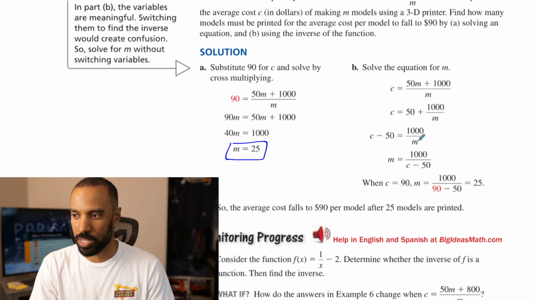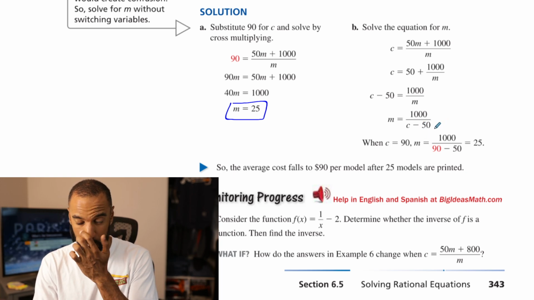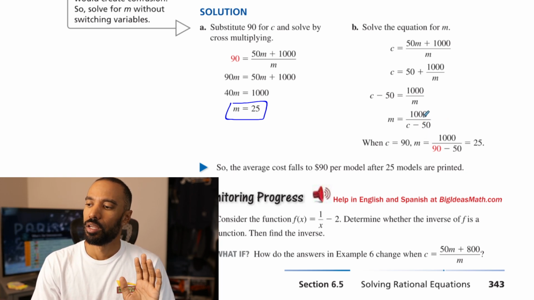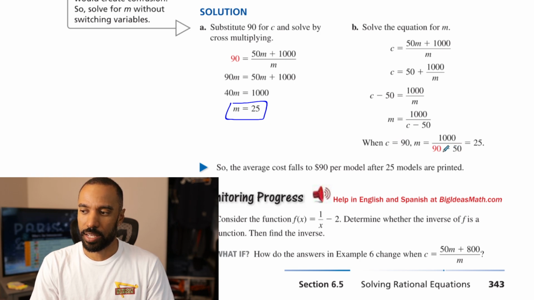If I subtract 50 and then multiply both sides by M, divide both sides by C minus 50, you get that equation there, and that's fine. And then you can substitute 90 straight into that one. 90 minus 50 is 40. 1,000 over 40 is 25. You get the same answer.